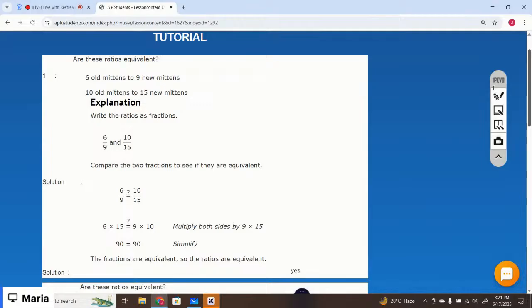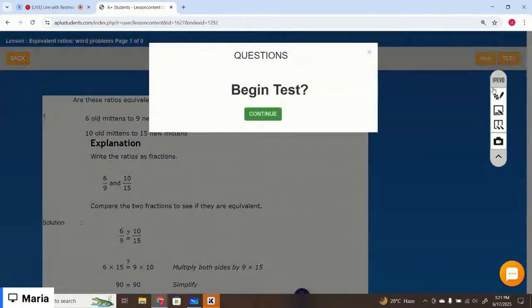Let's cross multiply: 10 times 6 is 60 and 9 times 10 is 90. Both sides are exactly equal, so that means the fractions are equivalent. So the ratios are equivalent. Okay, let's just start with the test questions.